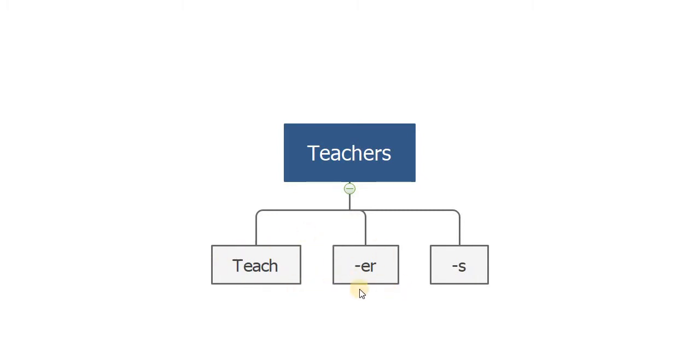When you add er to it, teacher, it becomes a noun. That is the name of a profession. So, a person who instructs is called a teacher. Hence, when you add er to it, it becomes a noun. When you add s to it, it indicates plurality. There is no one teacher, there are more teachers. So, there are three morphemes, teach, er and s, where teach forms the core or nucleus of the word. It is a verb.